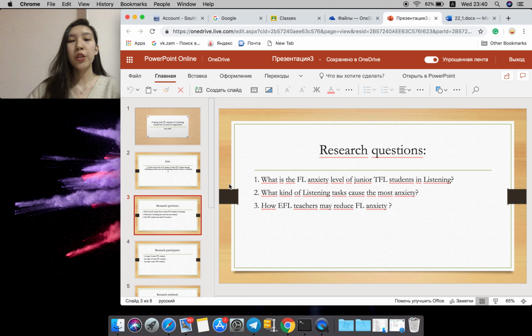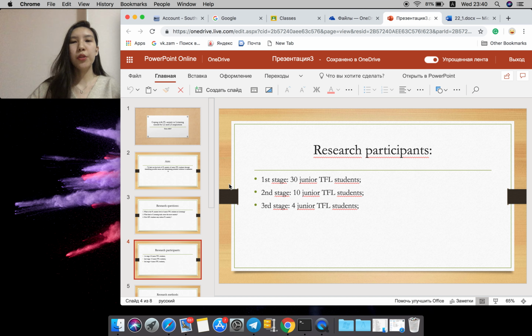The research questions are the following. The first research question is about what the foreign language anxiety level of junior TFL students in listening is. The second research question is about what kind of listening tasks cause the most anxiety. And the third research question is about how EFL teachers may reduce foreign language anxiety.